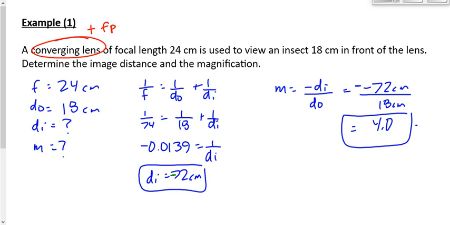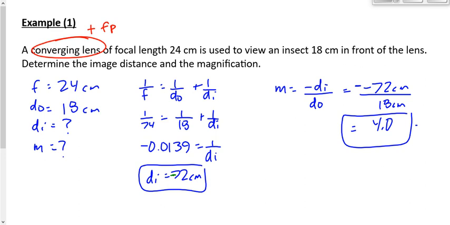Well, what if they asked you whether it was right side up or upside down? They didn't. But if they did ask you if it was right side up or upside down, we get an answer now that is right side up. Before, we had an answer that was upside down, which is wrong. Good?